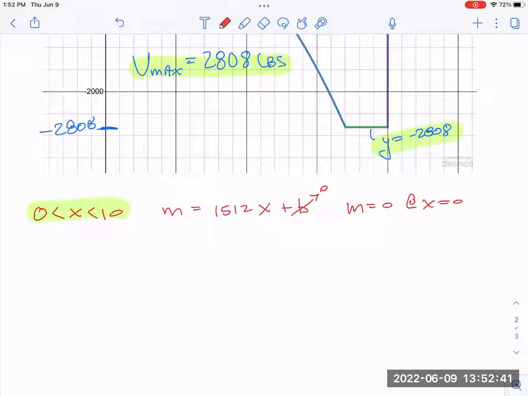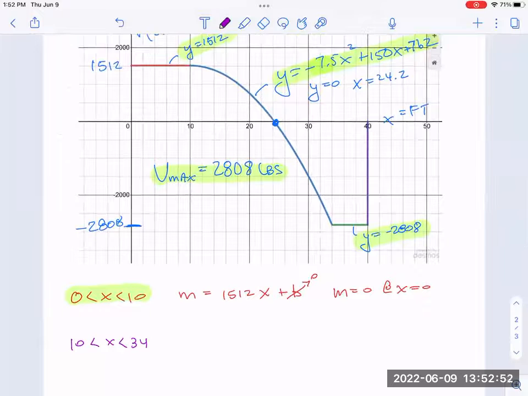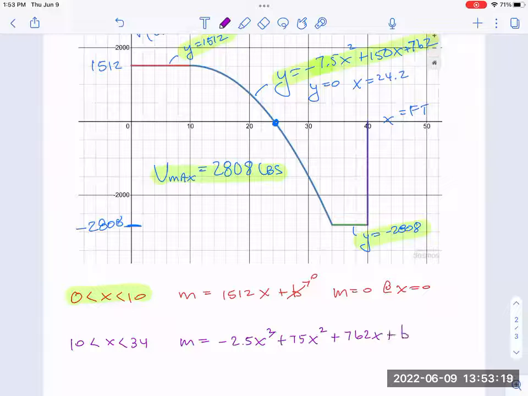Okay, cool. So what about the hard one from 10 to 34? Well, what's the integral of negative 7.5 x squared? I take x cubed and then I divide by 3. 7.5 divided by 3 is 2.5, surprisingly, x cubed. And 150 x squared, but you divide by 2. 150 divided by 2 would be 75. And then you got 762, but that turns into 762x. And then you've got your y-intercept.